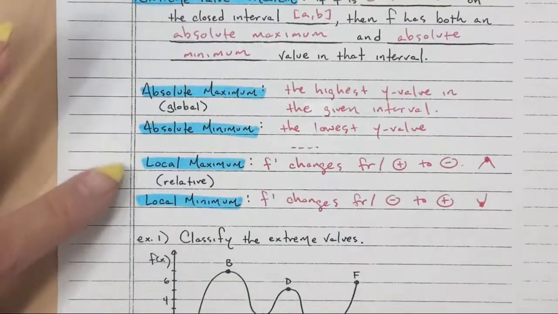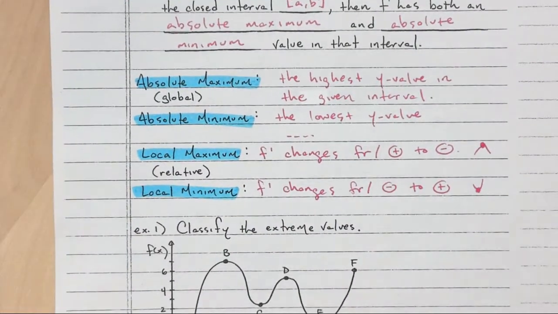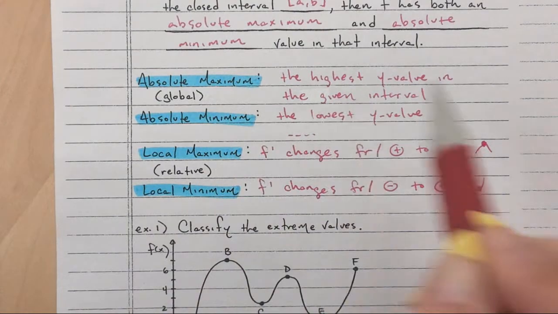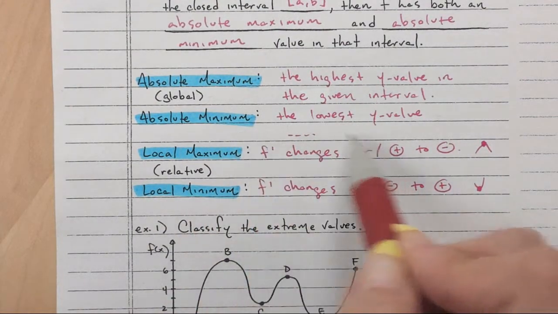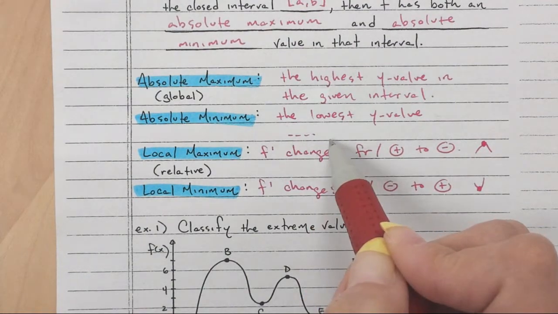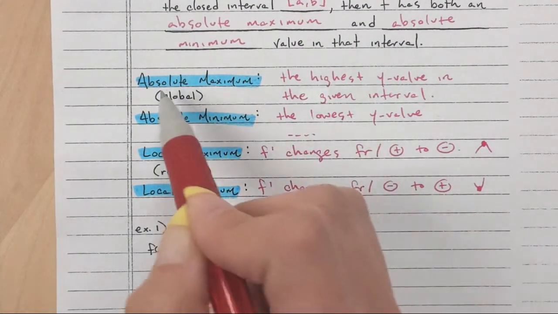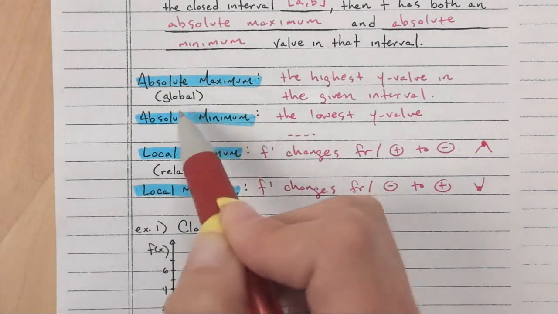Okay, and then over here, it's kind of defined. An absolute maximum would be the highest y value in a given interval, and an absolute minimum is the lowest y value in the given interval. So I just did dot, dot, dot. Absolute and global would mean the same thing.